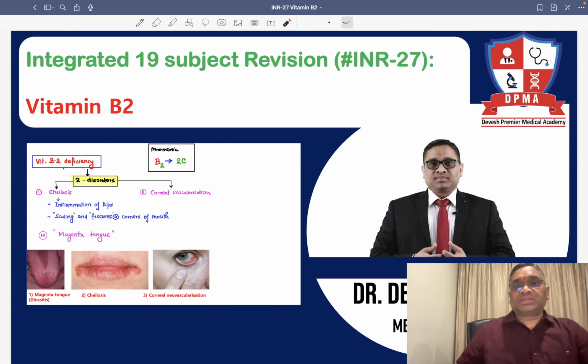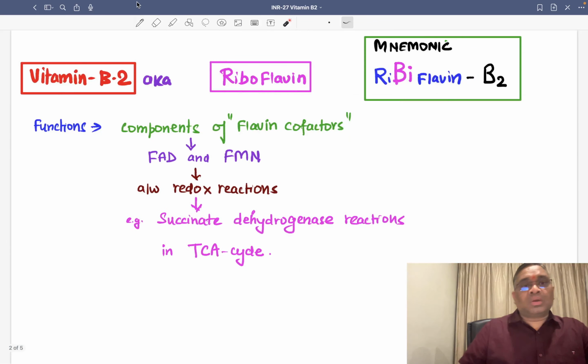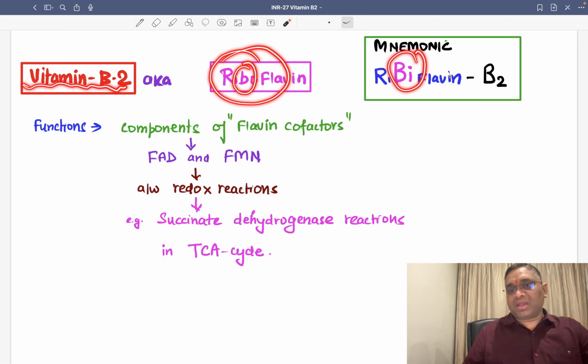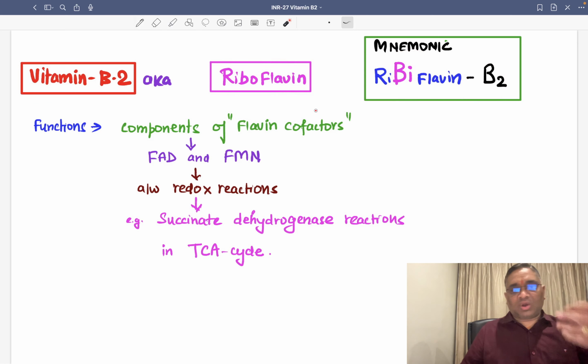Hello everyone. In this INR number 27, we are going to discuss another important PYQ, that is vitamin B2. Right? So vitamin B2 is also known as riboflavin. So it can be remembered like a riboflavin. Vitamin B2. Bi means two. Right? So this is how we can remember.